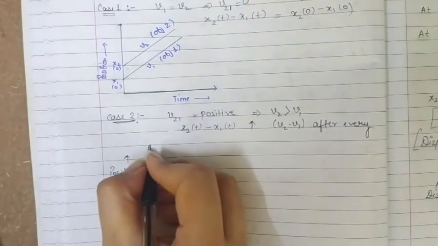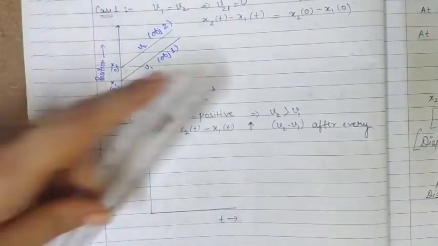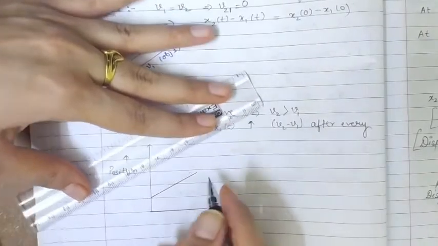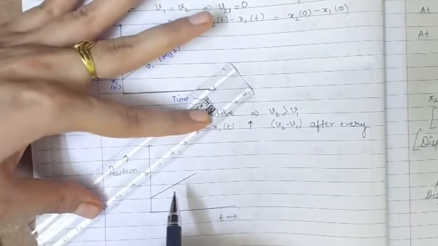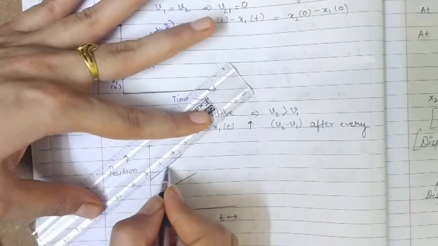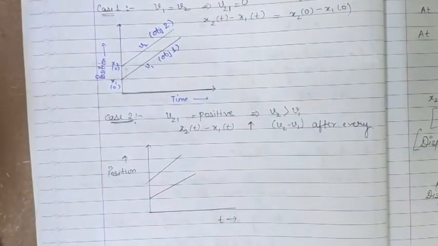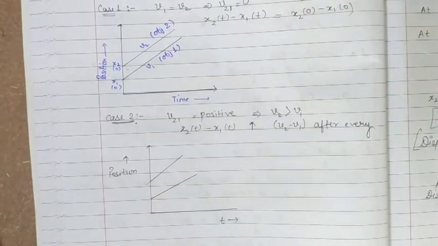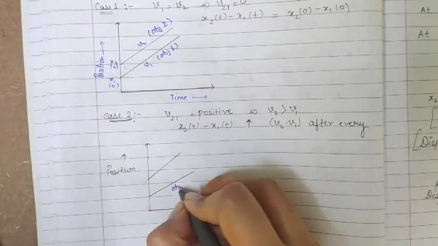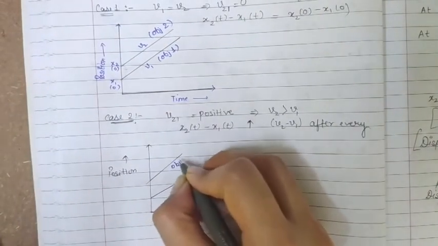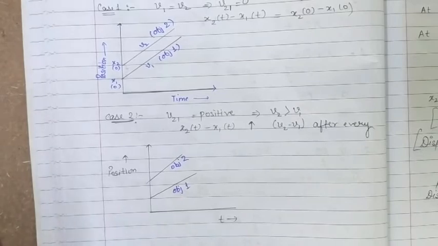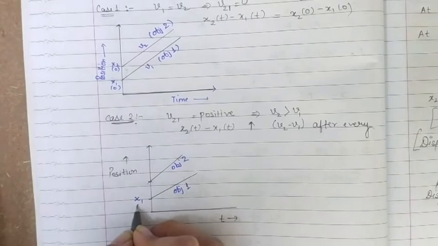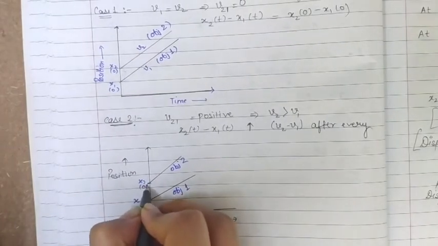So on the x-axis we have time, on the y-axis we have position, and if this is the line for object 1, then object 2 will not be a straight line parallel to it, but it will move apart, because the velocity of object 2 is more than that of object 1. v2 is more than v1, so it will move gradually apart from 1. So this is for object 1, this is for object 2, and the relative separation between the two lines will increase with time. This is their initial position, that means x1 at 0 and x2 at 0.